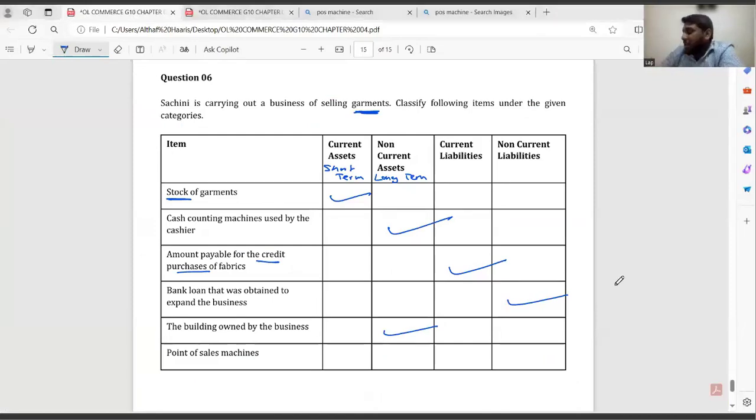That debit card, credit card, like these cards. Card. Like this. Non-current asset. Non-current asset.